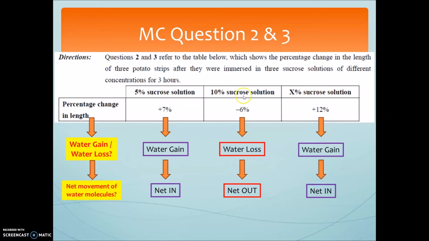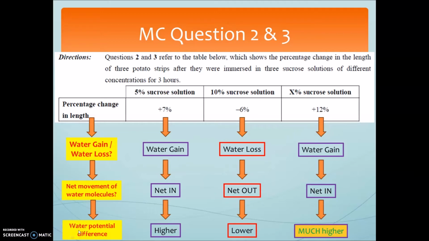And for the 10% sucrose solution, because the value of the percentage change in length is negative, there must be a net movement of water molecules leaving the potato cell to the sucrose solution, right? And then we can determine the water potential difference. Remember, what I mentioned is about comparison.